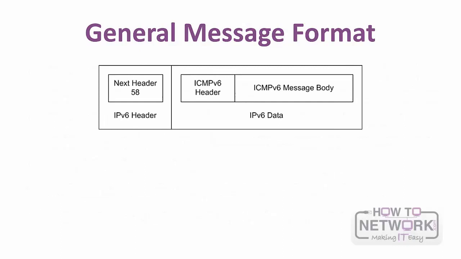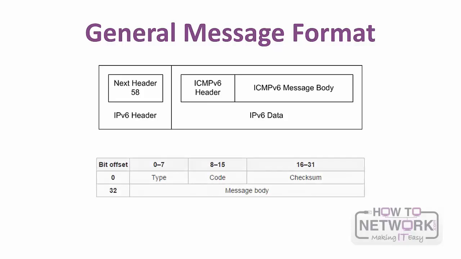As shown in the following figure, an IPv6 header with a next header value of 58 precedes every ICMPv6 message. The preceding header does not have to be the main IPv6 header. It could also be one of the IPv6 extension headers that were discussed before. All ICMPv6 messages have the same general format as shown in the following figure. The 3 fields in the message are as follows: type, code, and checksum.